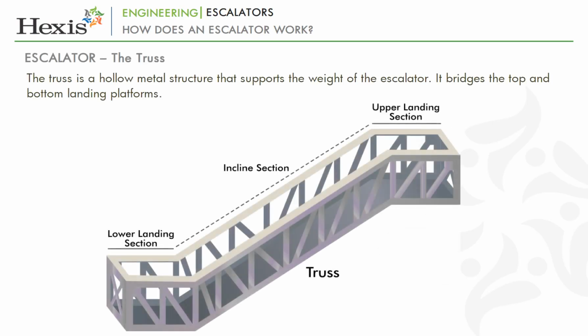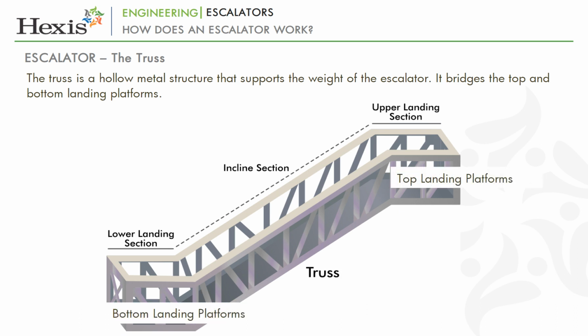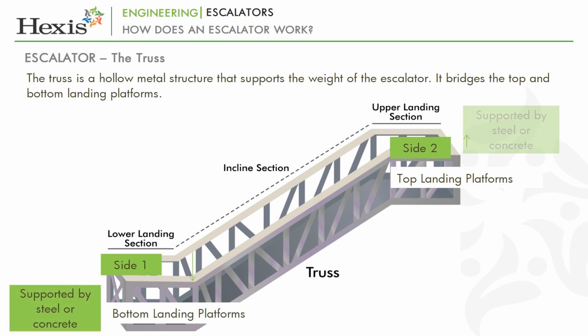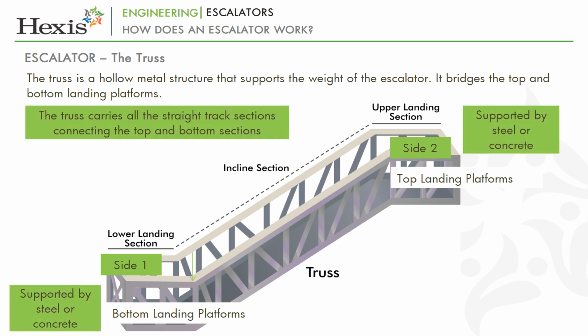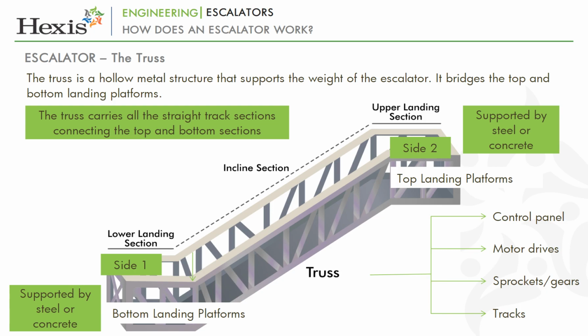The truss is a hollow metal structure that supports the weight of the escalator and bridges the top and bottom landing platforms. It is composed of two side sections joined together with cross braces across the bottom and just below the top. The ends of the truss are attached to the top and bottom landing platforms via steel or concrete supports. The truss carries all the straight track sections connecting the top and bottom sections. The control panel, motor drives, sprockets or gears and tracks are housed in this section.